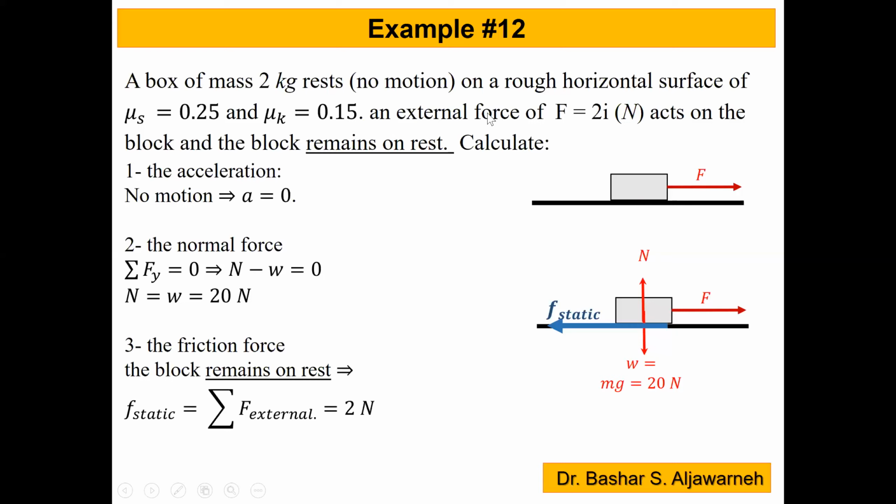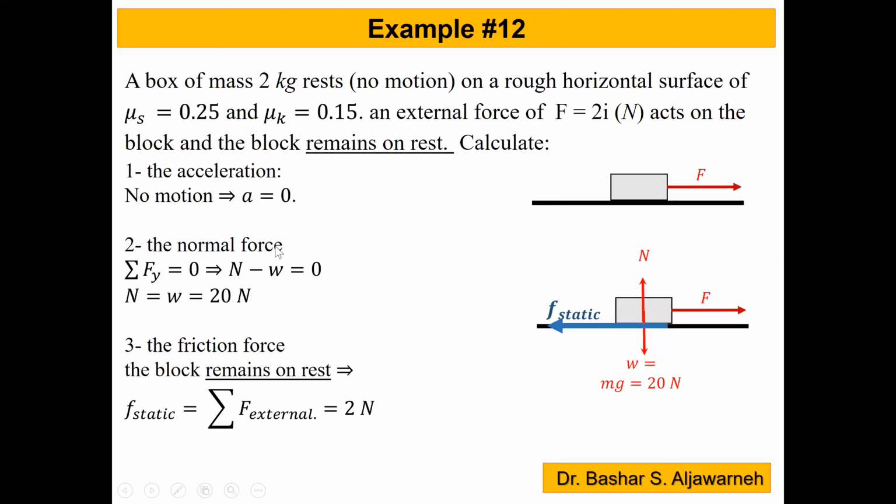Now, since we have a rough surface, there is a friction force, and up to now, I don't care about the type of the friction force. So I have the friction force to the left. Calculate the acceleration. From the example, the block remains at rest. That means there is no motion at all. Therefore, the acceleration is equal to 0.